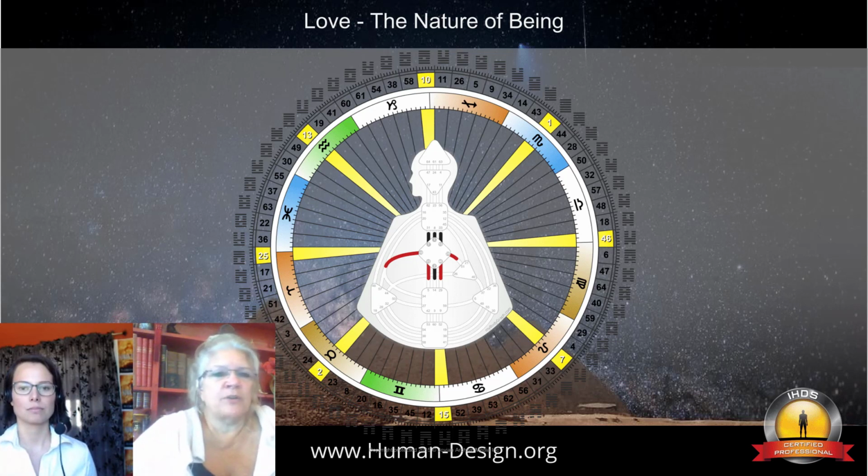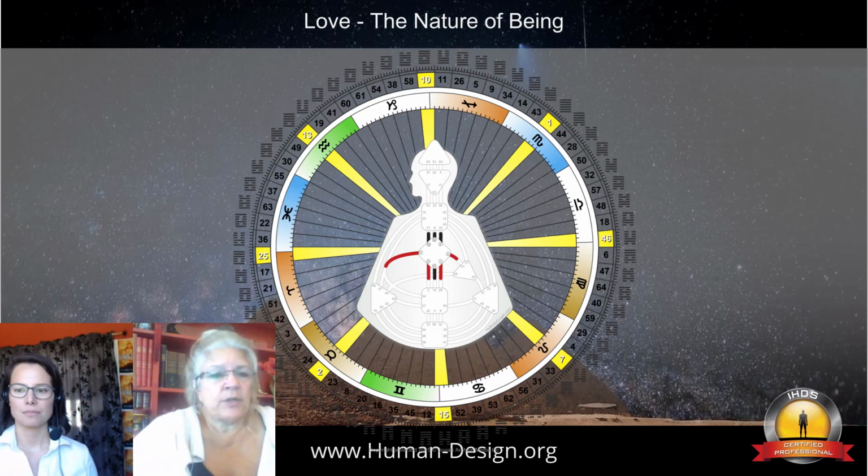So whether the center is defined or not, if you're on either of those incarnation crosses, then you have activations. You have 4 activations. Undefined, not completely open. Exactly. It can't be completely open. So depending on what you meant with that.